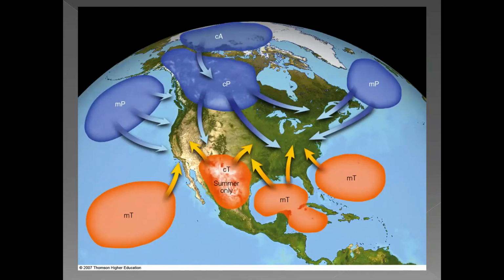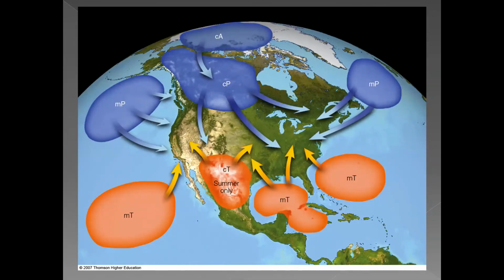One other interesting thing I should note is the United States is not a good source region for air masses. And the reason why is because we're too far north for tropical air masses to form. We're too far south for polar and Arctic air masses to form. As a result, at least the continental 48, so that's the United States excluding Alaska and Hawaii, the continental 48 is not a good source region for air masses.